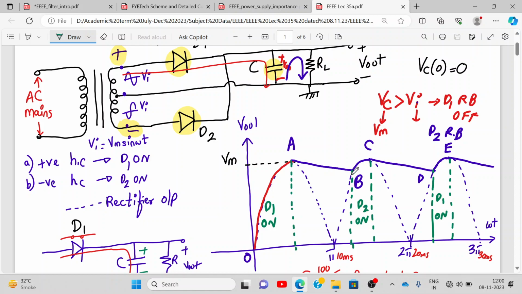At B, diode D2 turns on because it's a negative half cycle, right? So from B to C, the capacitor charges instantaneously with the input voltage, again reaching the maximum value of Vm. After Vm, Vi decreases, so diode D2 turns off. When diode D2 turns off, the capacitor discharges via RL, and that is the phase C to D. Again at D, diode D1 turns on, and the capacitor charges instantaneously till the maximum value E, and after E the diode turns off because it becomes reverse biased. So that's the story.